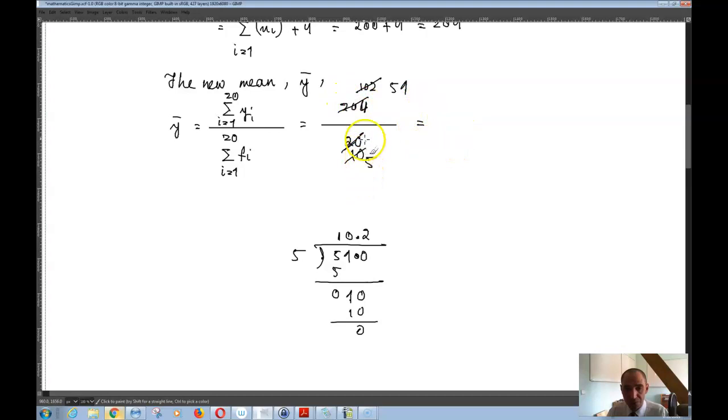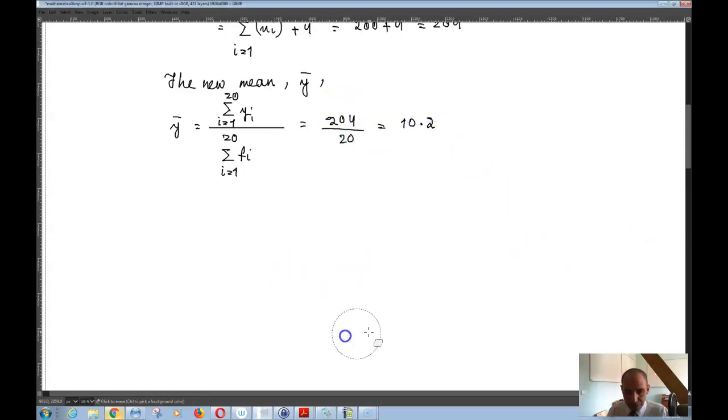204 divided by 20 is equal to 10.2. So that is your y bar. So that means that y bar is equal to 10.2.